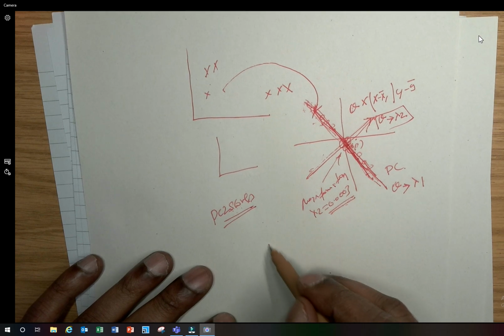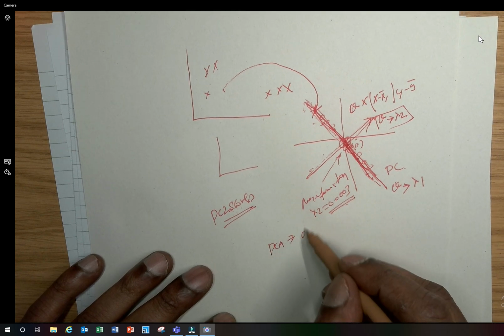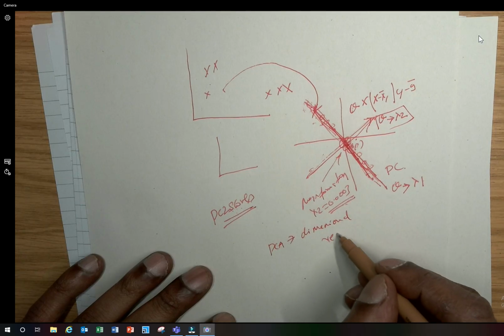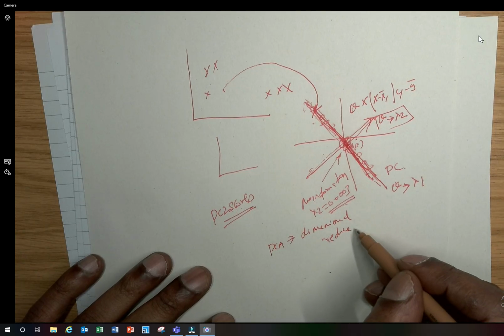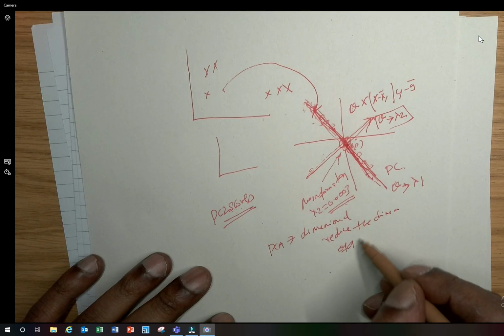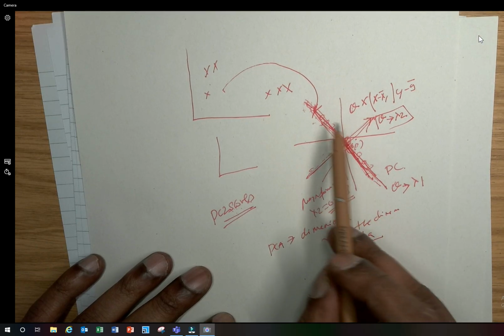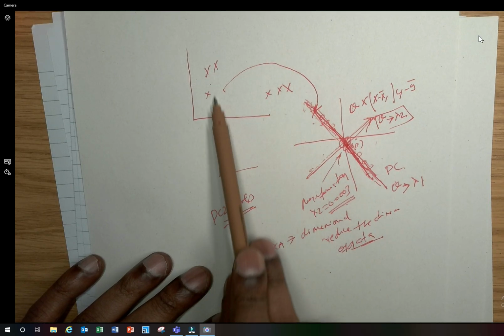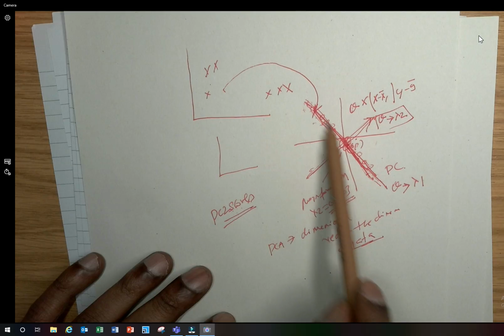So PCA is simply a dimensional reduction technique. You reduce the dimension of the data without compromising the information in the data, which means you capture all the variance or the entire spread in the data. So that's the meaning of that.